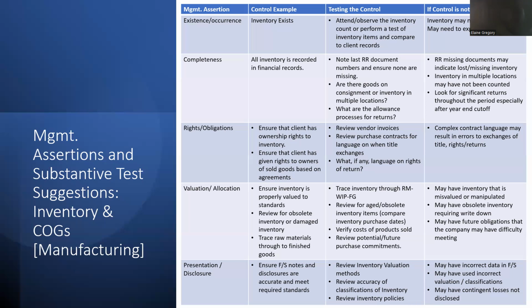You want to take a look at any potential future purchase commitments to see what language is in there again. You want to review the inventory valuation methods and the classifications and make sure they are properly disclosed in the financial statements.